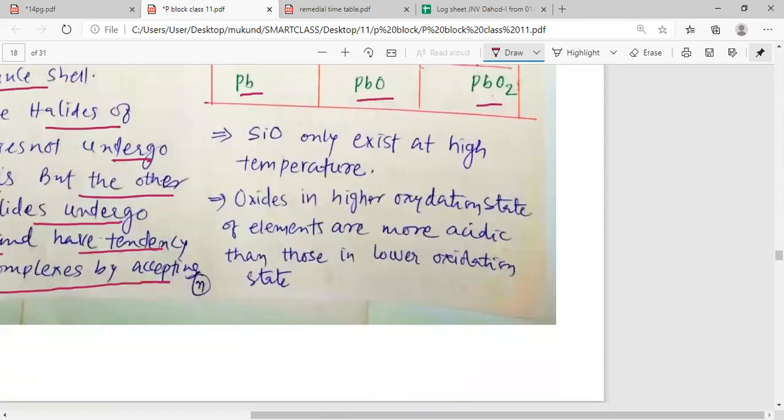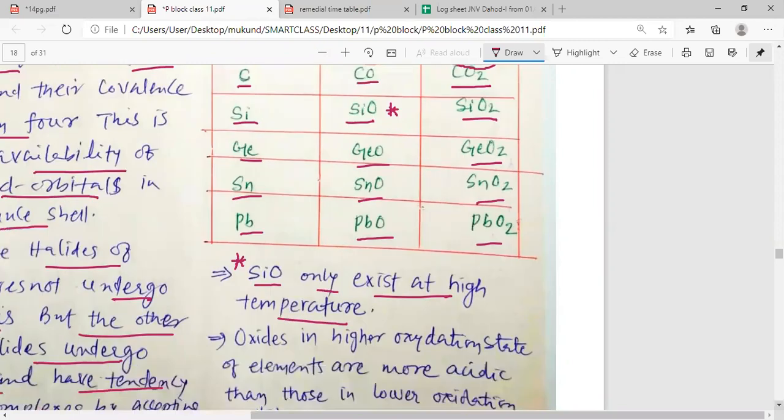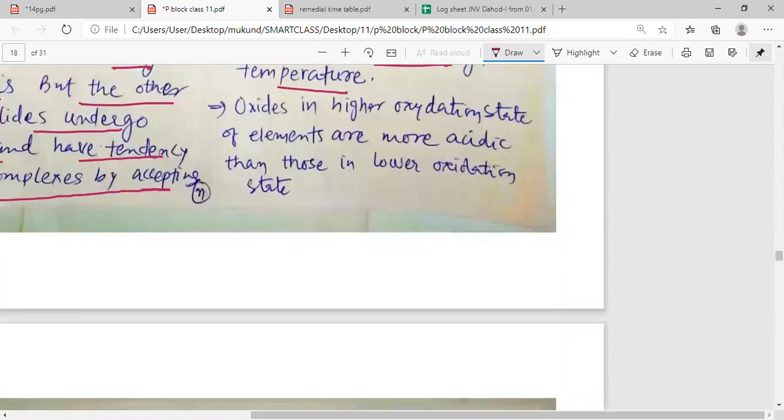Now, there is one speciality about SiO, my dear students: SiO only exists at high temperature. So silicon monoxide is possible only at high temperature. Otherwise, all the other oxides are possible at room temperature. So SiO is the only monoxide of silicon, and it exists at such a high temperature that its characteristics are really difficult for us to study.